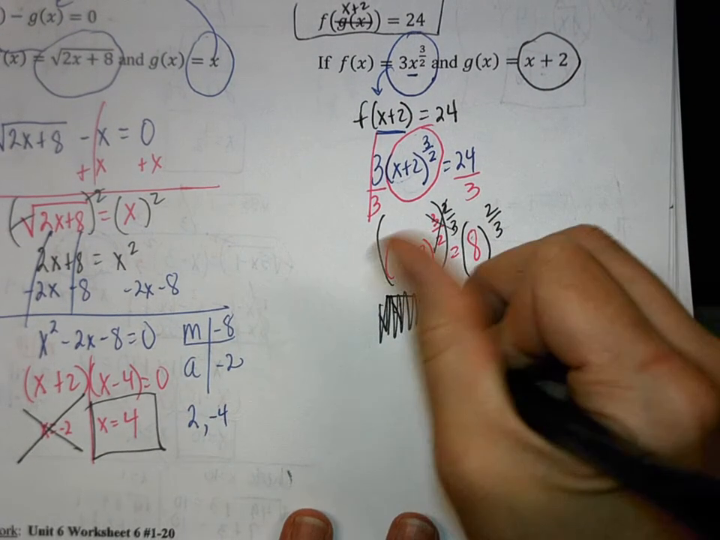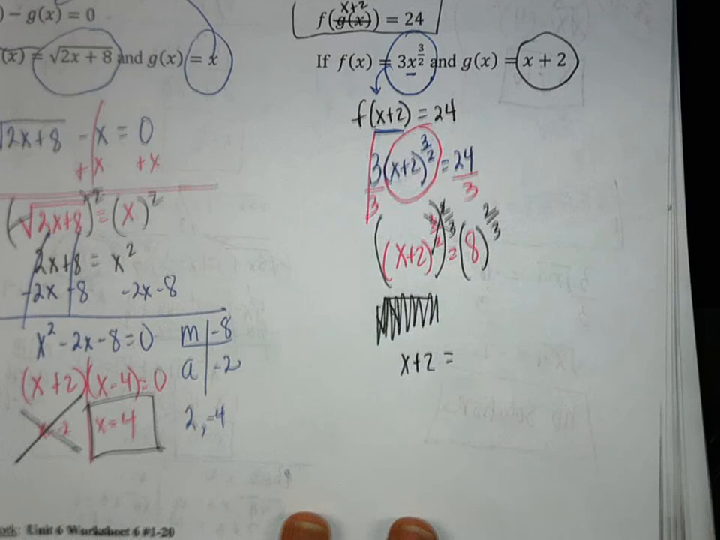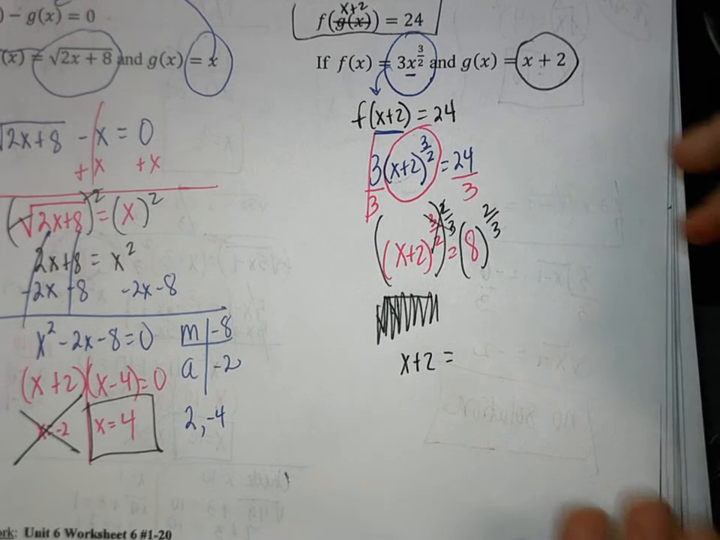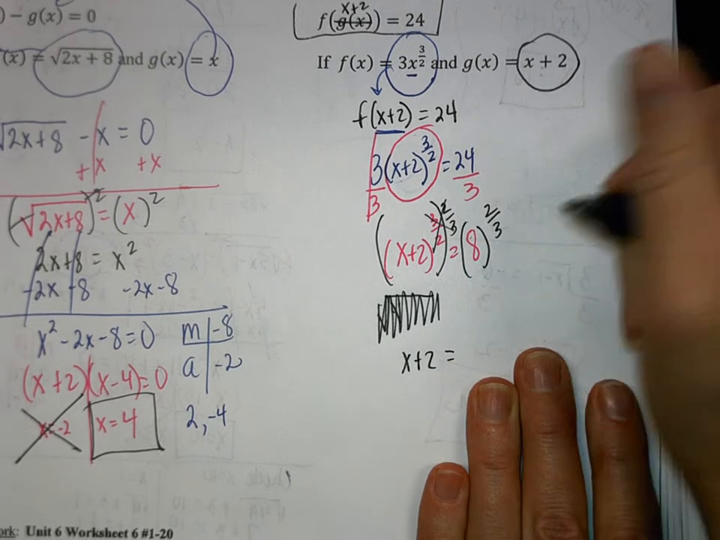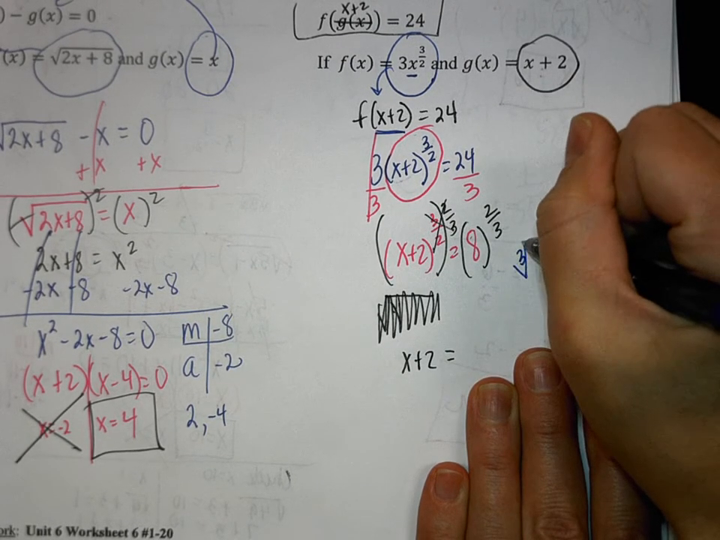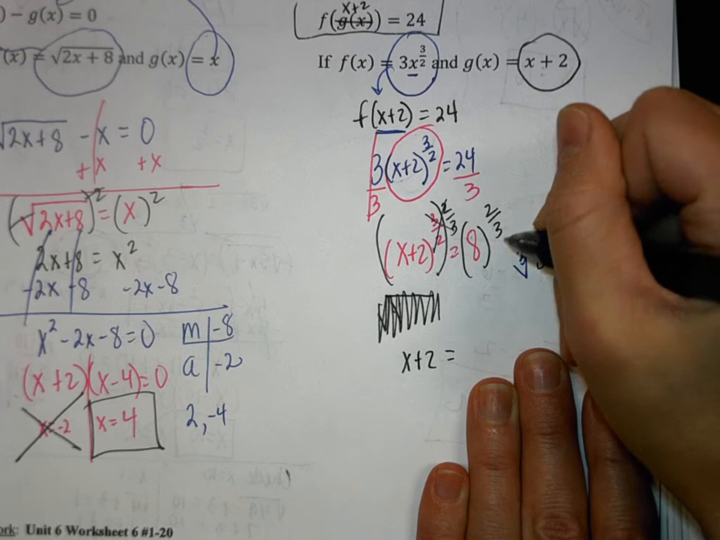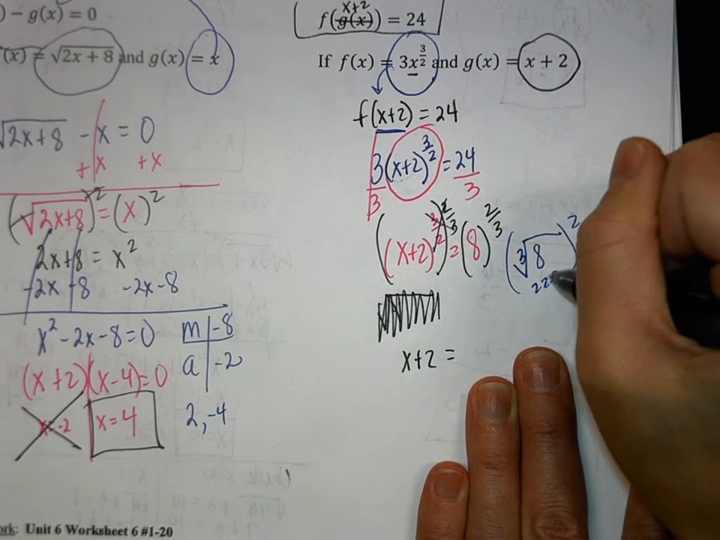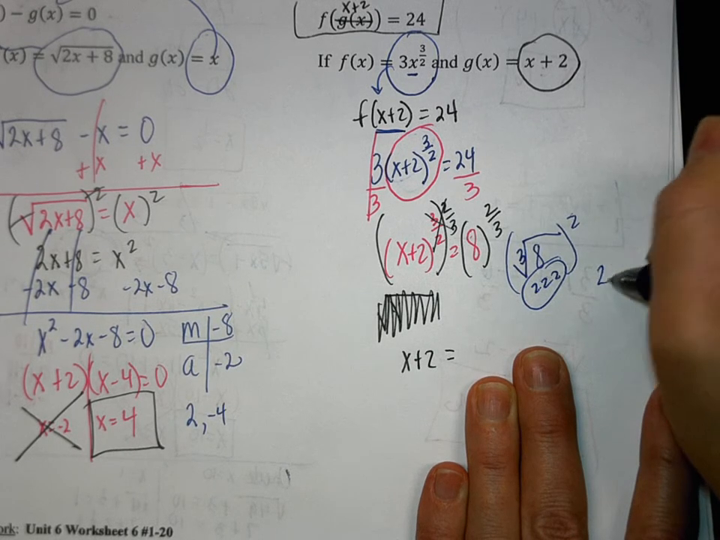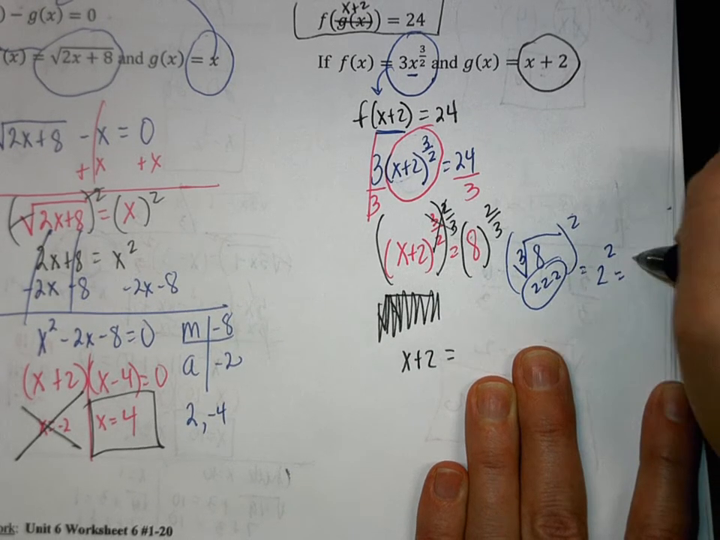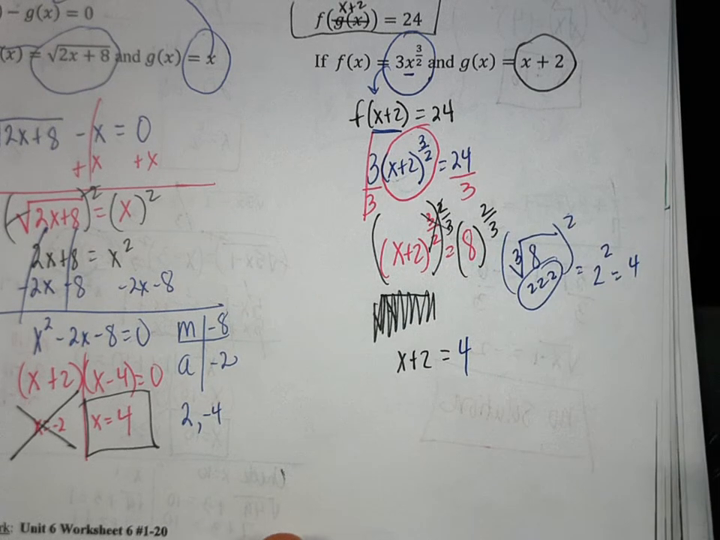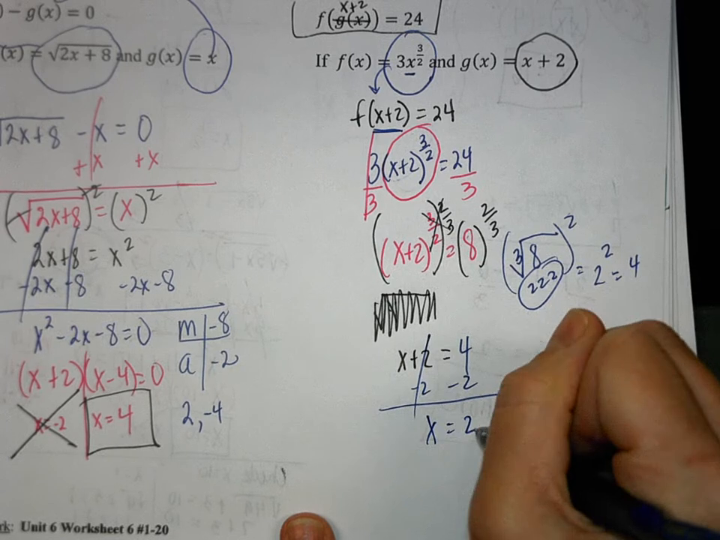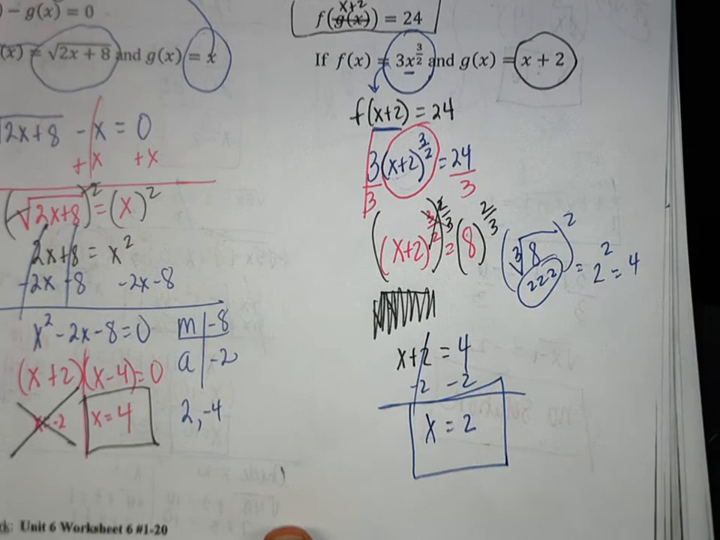So now I have x plus 2 equals, and can we simplify that? How would I simplify 8 to the 2/3? Cube root of 8, right? Because the 3's are the index. And then square it. What is the cube root of 8? 2. Okay, and then 2 squared is 4. And then what is my answer? x equals 2. And you need to check it, but it works out.